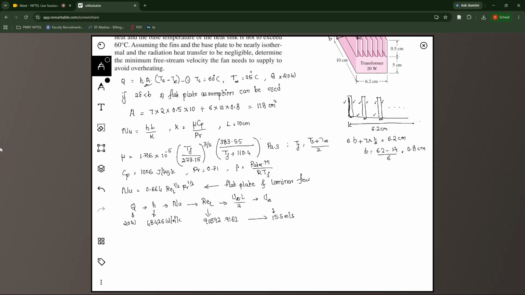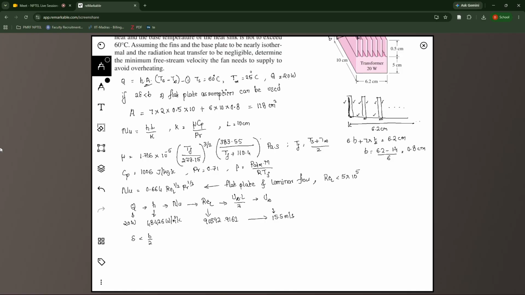So for a flat plate laminar flow assumption, this correlation is valid if the Reynolds number is less than 5 into 10 power 5, which is satisfied in this case because the value of Reynolds number we got is less than this particular value. But the next assumption that we made is we used a flat plate correlation. However, we know that the flow here actually looks like a channel flow, which means we have to further verify the next assumption, whether the boundary layer thickness is less than b by 2.